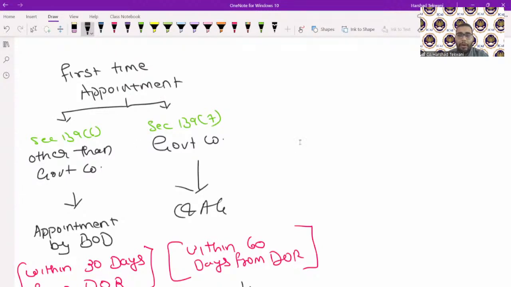Now let's talk about subsequent appointments. What are the provisions for the subsequent appointments? For the subsequent appointment, again, we will bifurcate between other companies and government companies.